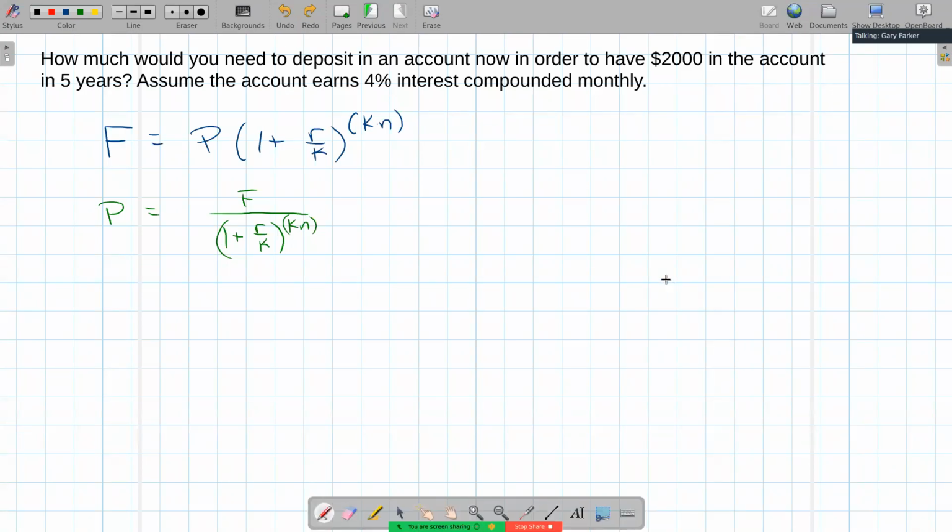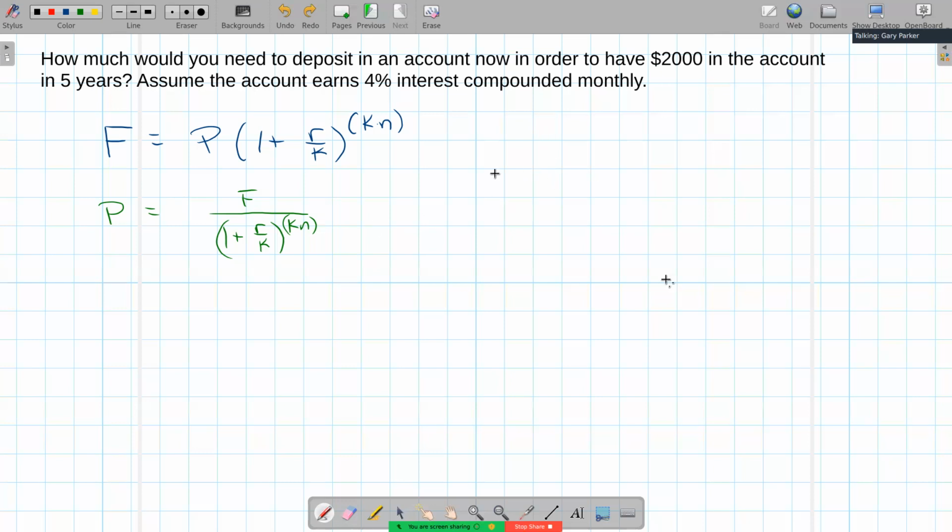In an account now in order to have $2,000 in the account in 5 years. Assume the account earns 4% interest compounded monthly. So let's take a look at the compound interest formula. Now, in this case, instead of finding the future value, we know what we want to have. We want to find the present value, how much to deposit now.